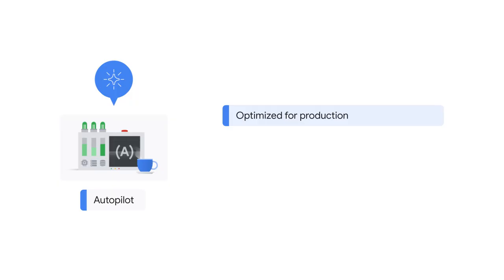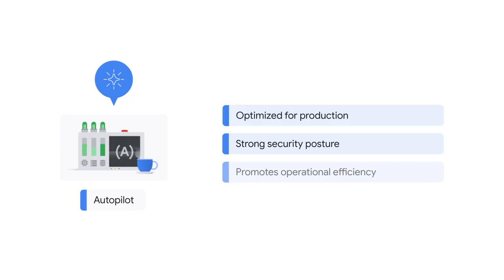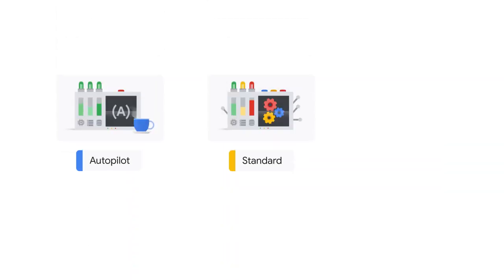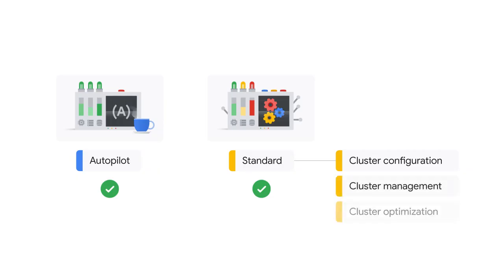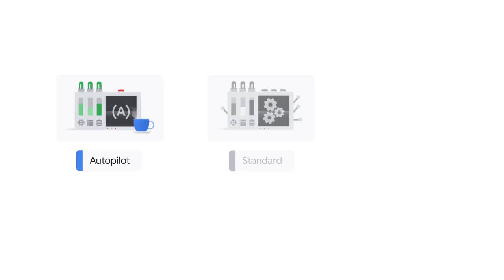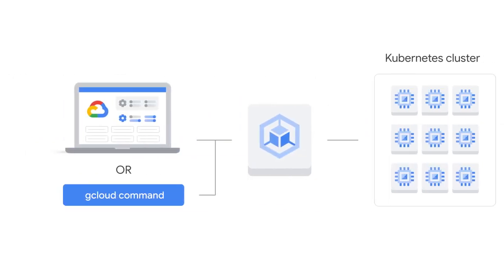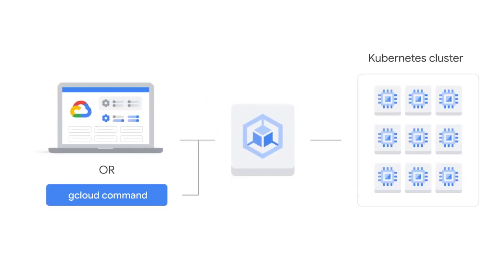Autopilot is optimized for production. Autopilot helps produce a strong security posture, and Autopilot also promotes operational efficiency. The GKE Standard mode has the same functionality as Autopilot, but you're responsible for the configuration, management, and optimization of the cluster. Unless you require the specific level of configuration control offered by GKE Standard, it's recommended that you use Autopilot mode.